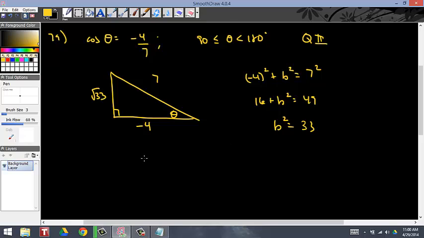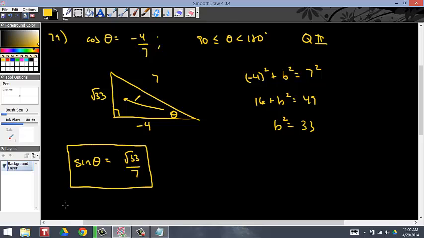That's all side work. Now, we need to find sine theta. That's all they're asking us to do. So sine is opposite over hypotenuse, so it's going to be rad 33 over 7, and you are done. And done. Okay? All right.